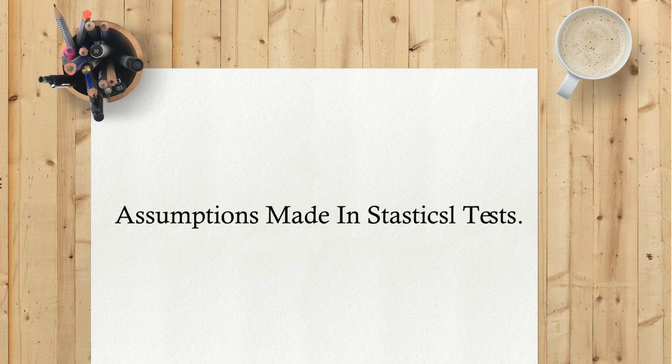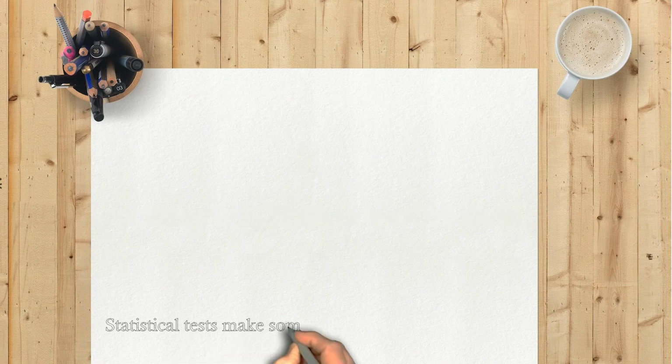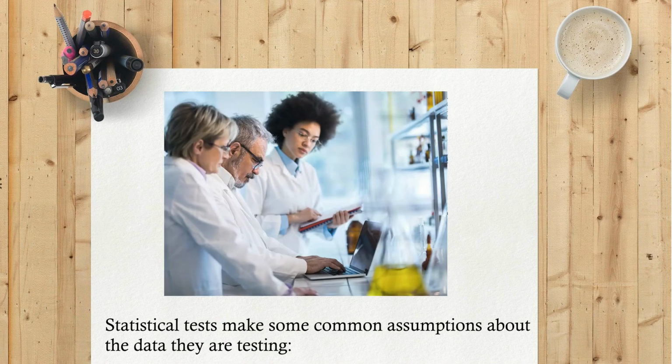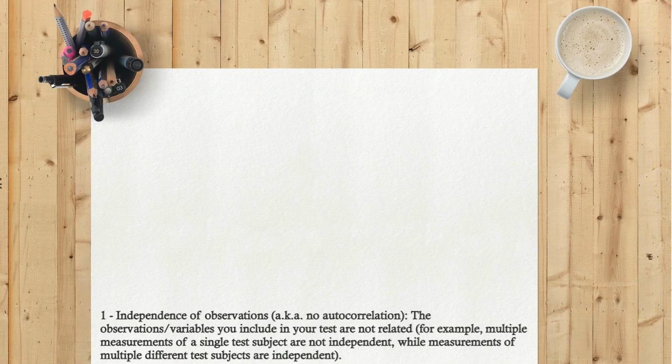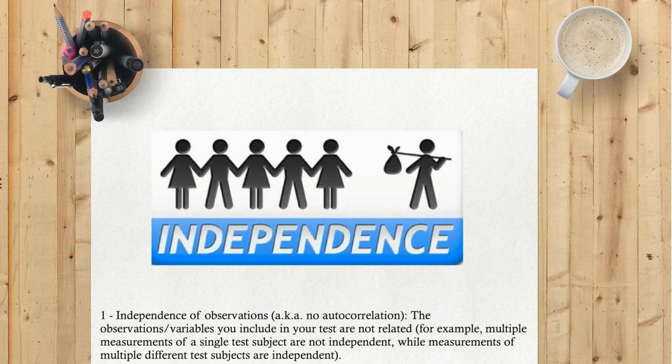Assumptions made in statistical tests. Statistical tests make some common assumptions about the data they are testing. 1. Independence of observations, aka no autocorrelation. The observations, variables you include in your test, are not related. For example, multiple measurements of a single test subject are not independent, while measurements of multiple different test subjects are independent.